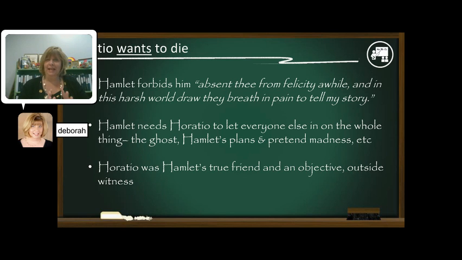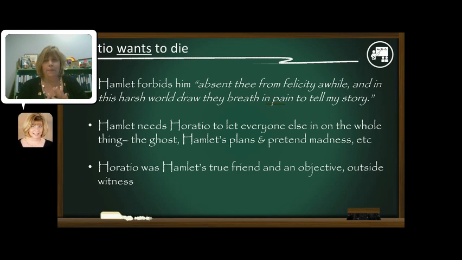Even though we've had the death of the main character, there's a few other things that are happening structurally that are really important to understanding the concept of this five-act tragedy. So we see Horatio wanting to die, but Hamlet says, you don't get to be that lucky. He says, "absent thee from felicity," in other words, happiness, like you're not allowed to get rid of life. "And in this harsh world, draw thy breath in pain to tell my story." So Hamlet is saying to Horatio, you're not allowed to get out of life.